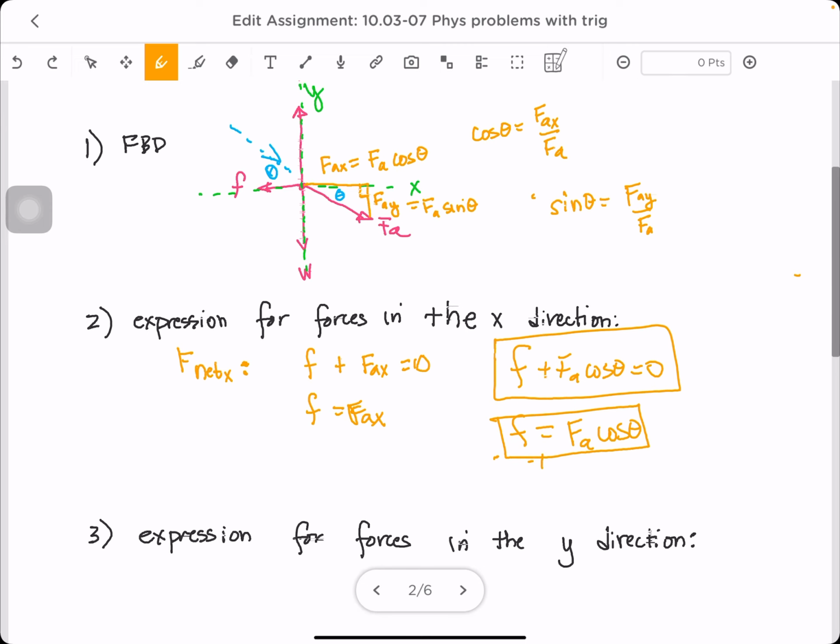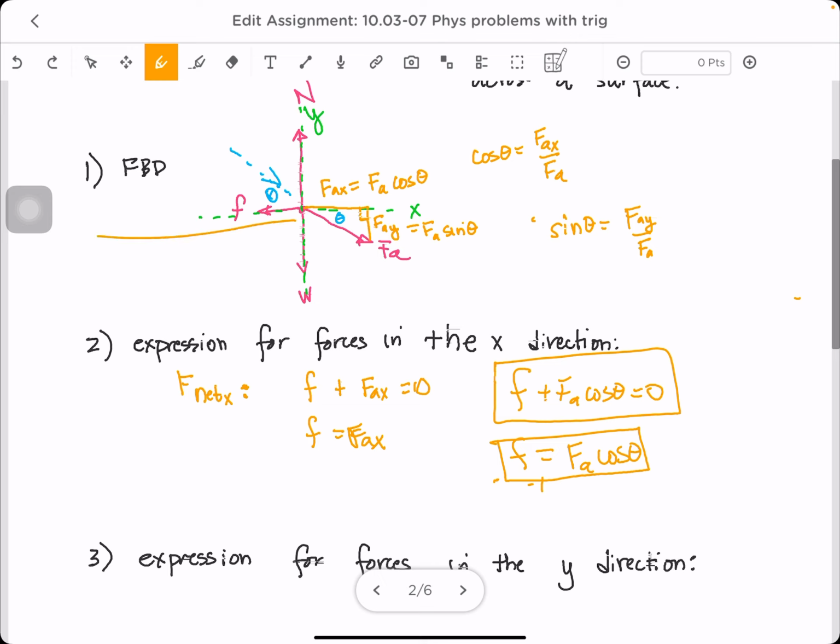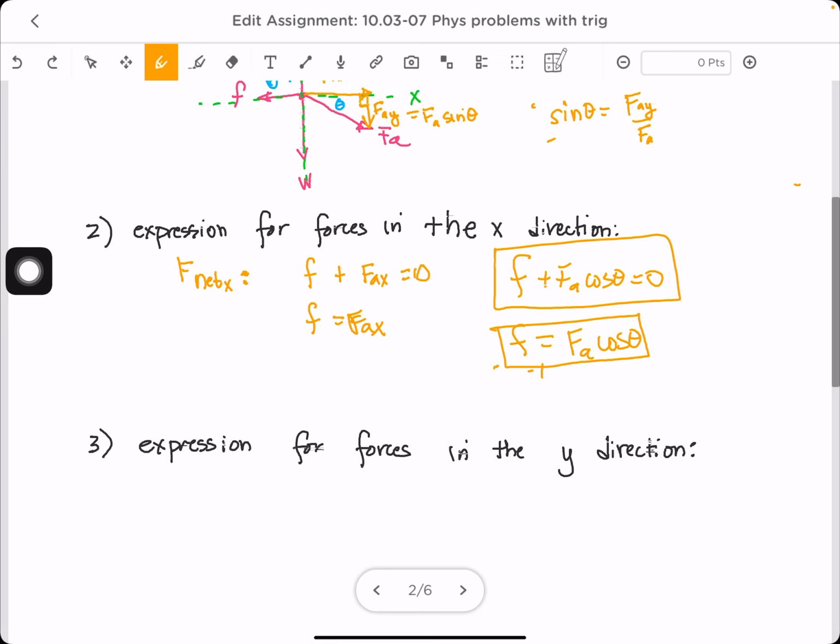In the Y direction, I've got normal force going one way. I've got FAY down and W down. And you want to know, how do I know that FAY is down? One, I can look at it, it's pointing down. And two, those are the vectors. When I add FAX plus FAY, that gives me FA. Tail to head, FAY has to be pointing down.